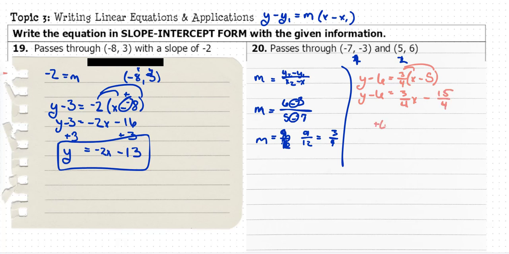I need to add 6 to both sides. If you have troubles with fractions, you can always use your calculator. So y equals 3/4 x, and 6 changed into a fourth is going to be 24/4. Taking 24 minus 15, I have a plus 9/4.